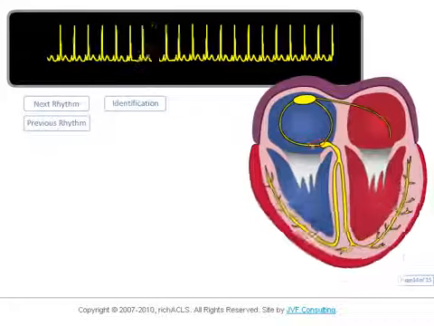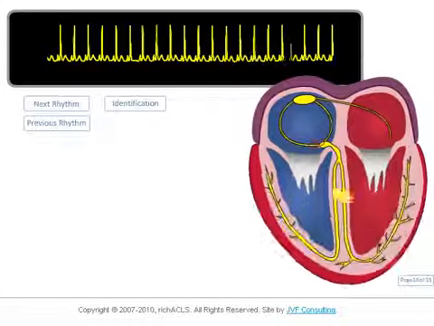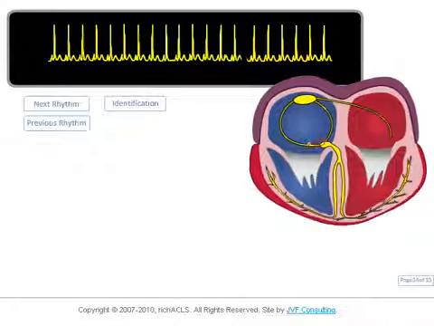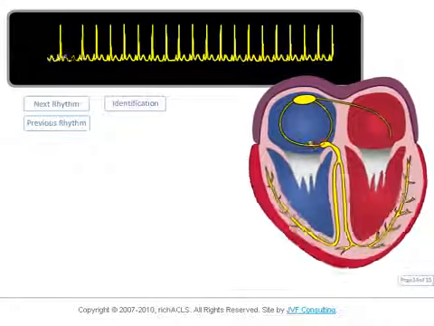Please note that the atriums aren't shown depolarizing or contracting in this video, but they do. Every time the ventricle depolarizes, the atriums will depolarize and contract also.